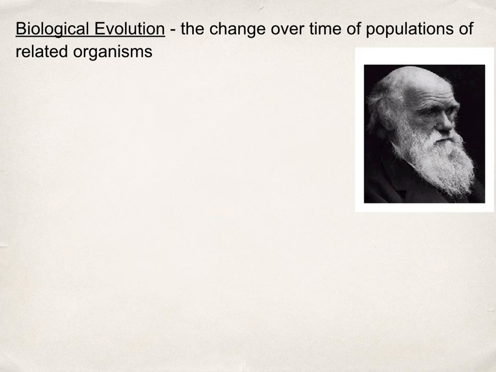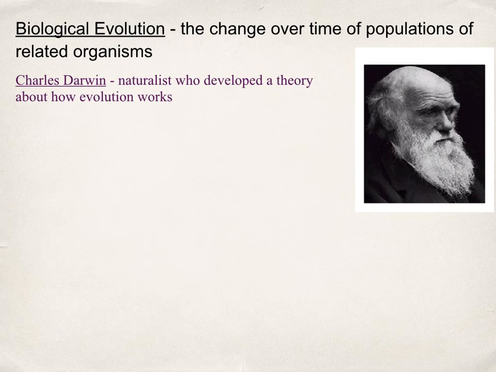And one of the people who came up with an idea about this was this guy over here on the side, whose name is Charles Darwin. Charles Darwin was a naturalist who developed a theory about how evolution works. It took many years for him to really come up with this theory and decide to publish his information and talk about it.